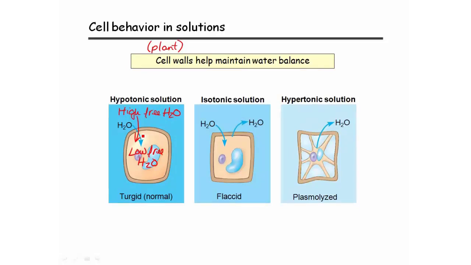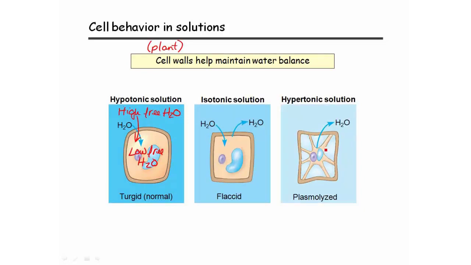If we look at the other end of the spectrum where we have the hypertonic solution, you've got a lower solute concentration inside the cell, which is going to mean high free water inside the cell. The water wants to move out. Now, if we have a lot of water move out of a plant cell, we risk what's called plasmolysis, or getting a plasmolyzed cell. With a plasmolyzed cell, we actually have a separation of the plasma membrane from the cell wall.